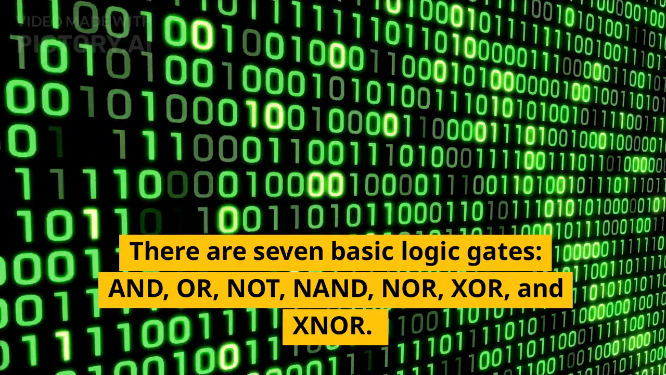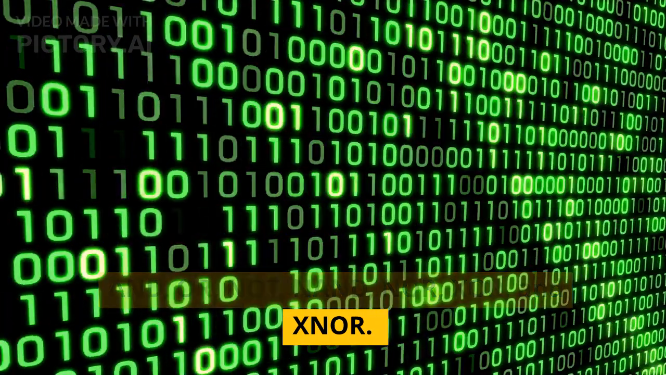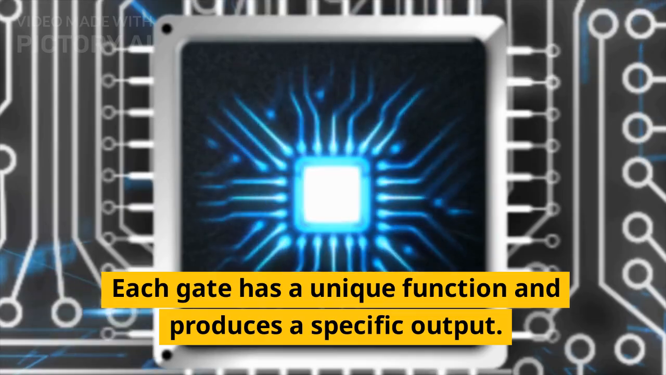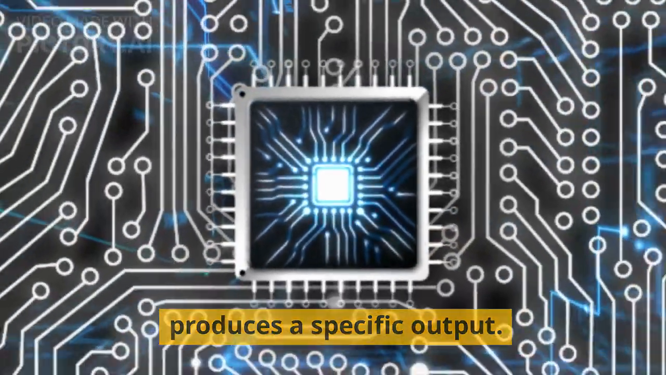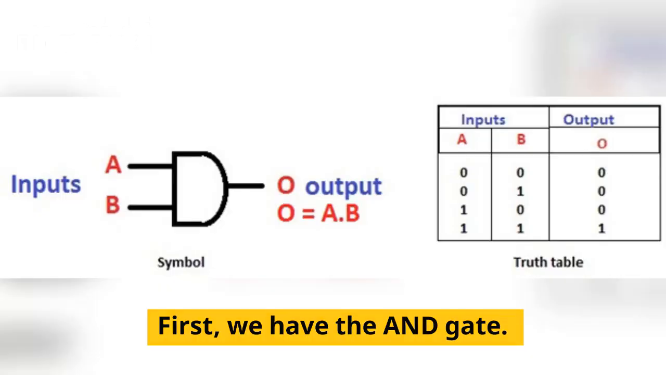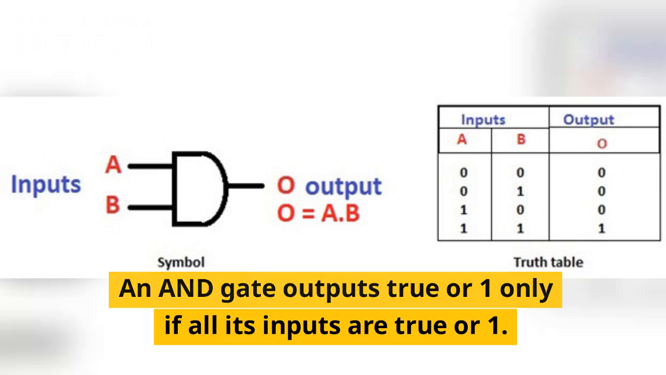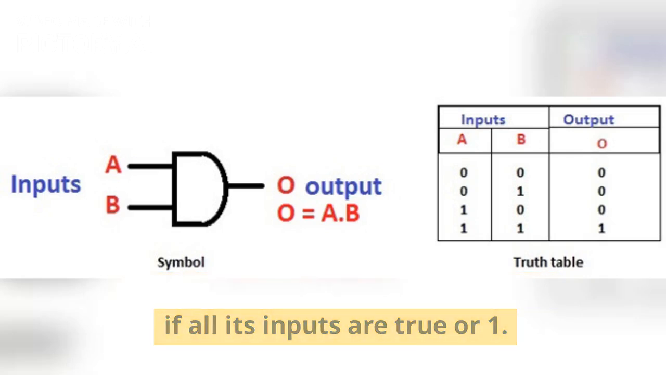There are 7 basic logic gates: AND, OR, NOT, NAND, NOR, XOR, and XNOR. Each gate has a unique function and produces a specific output. First, we have the AND gate. An AND gate outputs true or 1 only if all its inputs are true or 1.